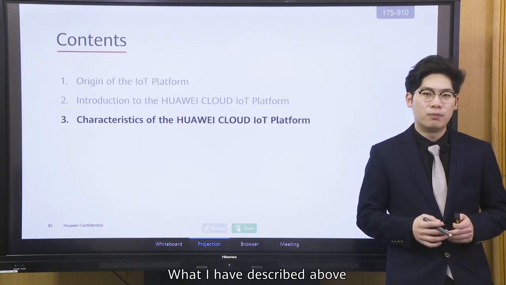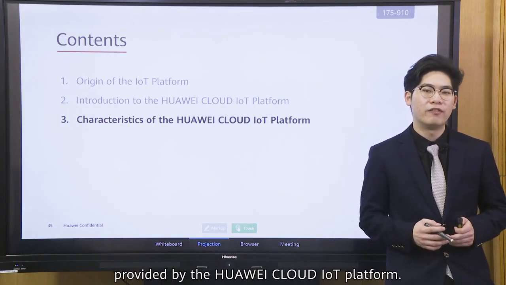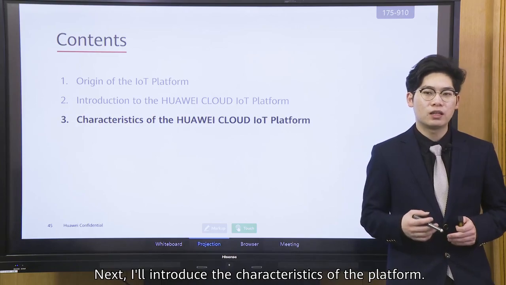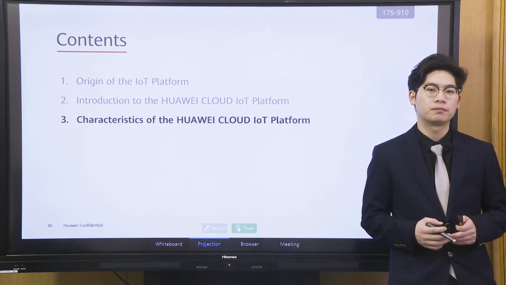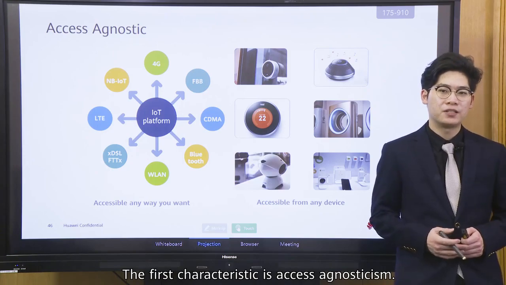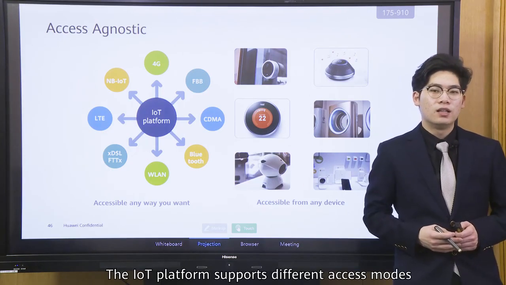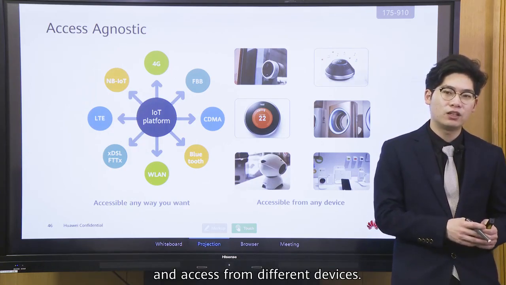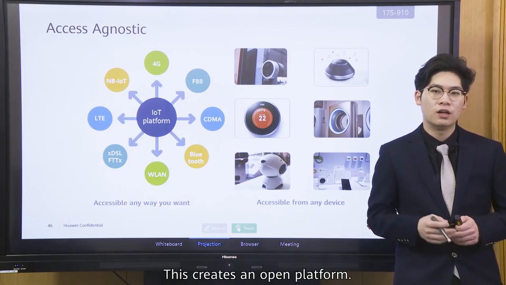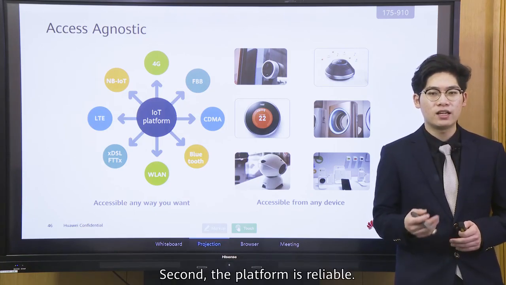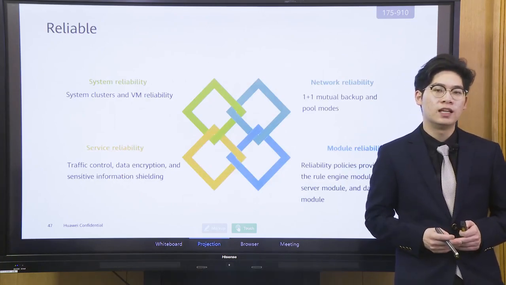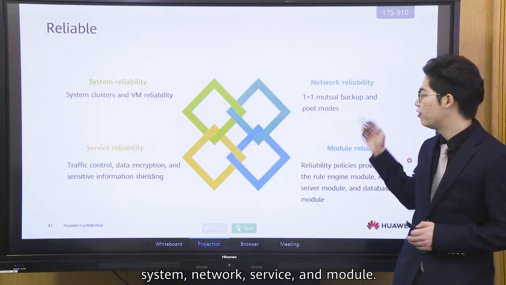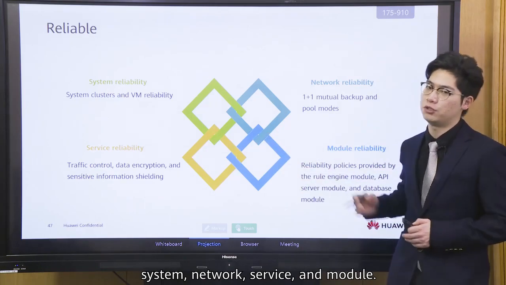What I have described above are all the services provided by the Huawei Cloud IoT platform. Next, I will introduce the characteristics of the platform. The first characteristic is access agnostic. The IoT platform supports different access modes and access from different devices. This creates an open platform. Second, the platform is reliable. It provides reliability from 4 perspectives: system, network, service, and module.